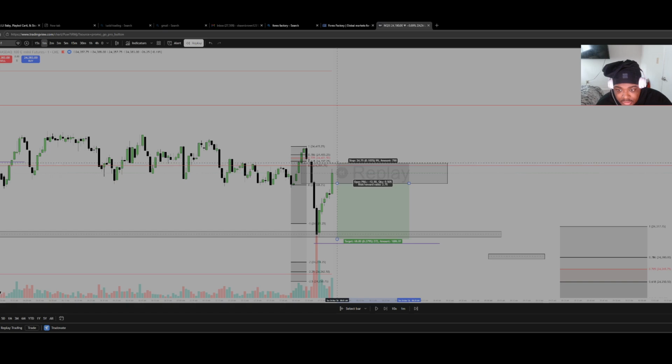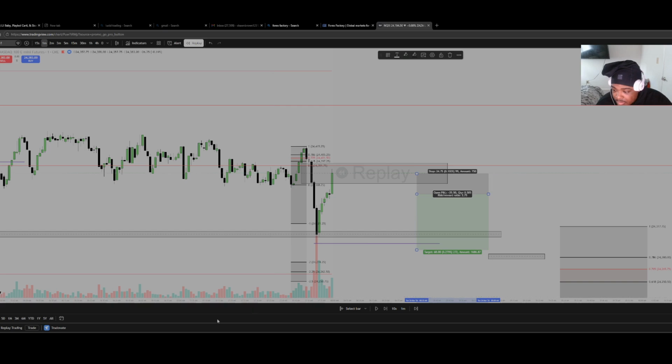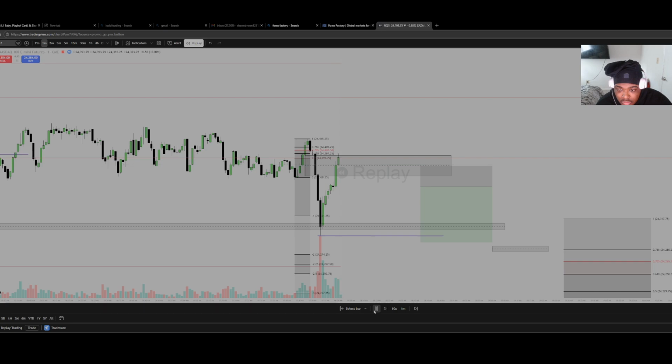Right? So let's play the market. Right there. You already see a reaction right here, right? I entered right here. I was targeting the next low. Right? I was targeting for the next low. So I'm in with 2.